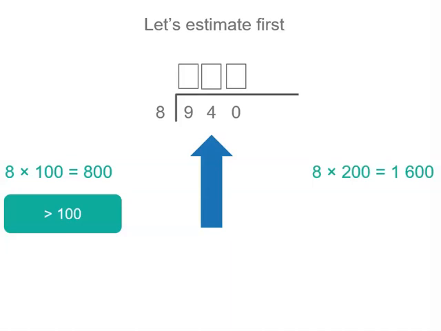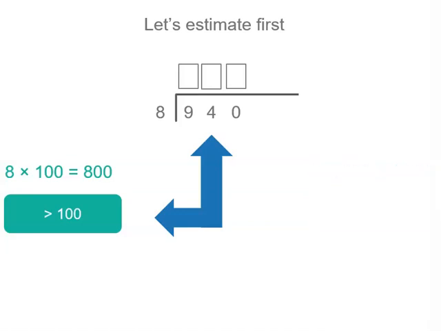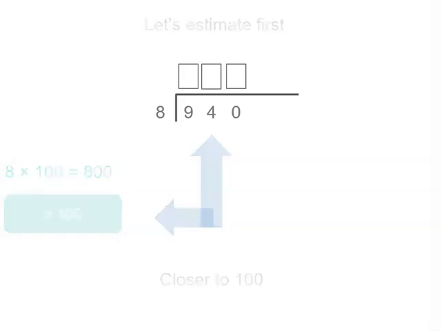8 times 200 is 1600. That's way too much. So my answer needs to be less than 200. In fact, it's much closer to 100 because 940 is much closer to 800 than it is 1600. So I'm looking for an answer close to 100. Now that I know that, I can actually start to work through and make sure I'm on track to get an answer that's closer to 100.